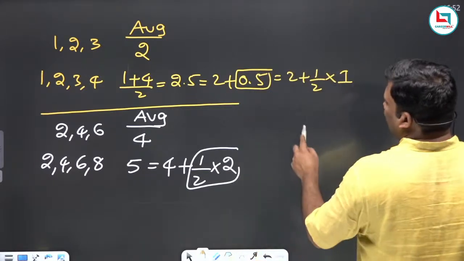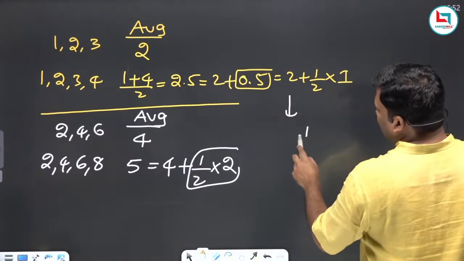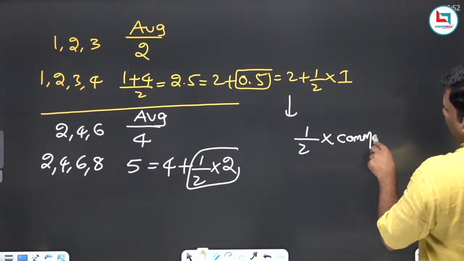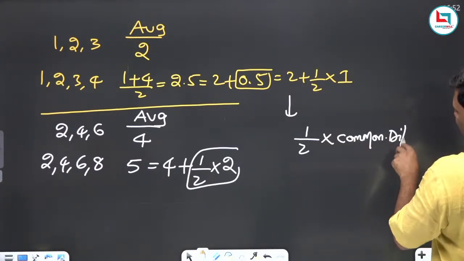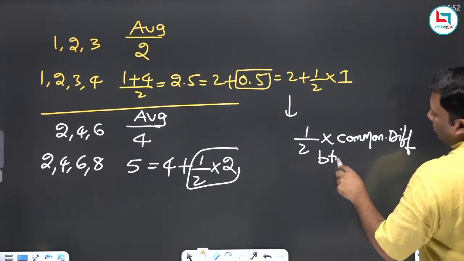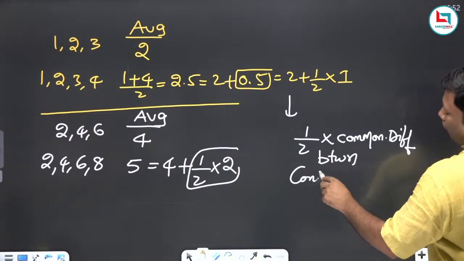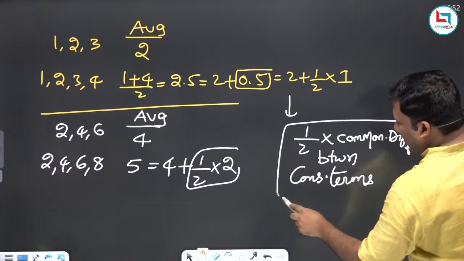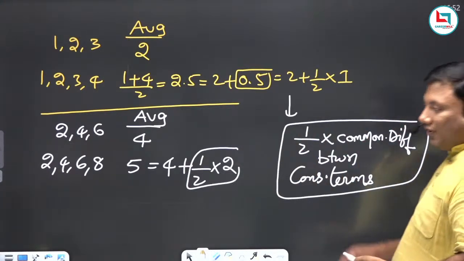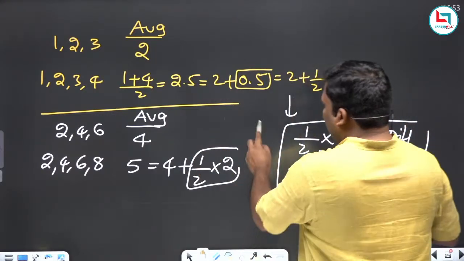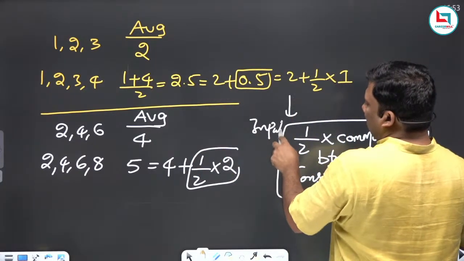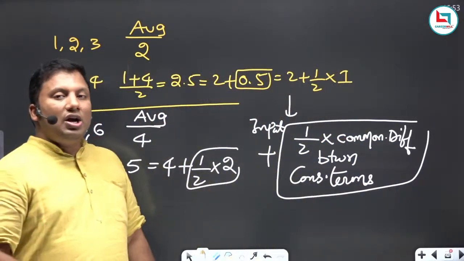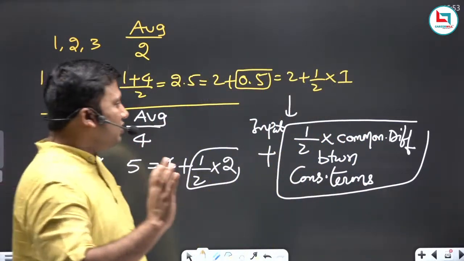That means this can be written as 1 by 2 into common difference between consecutive terms. This is the idea. For whatever input is given, that input should be added with half into common difference between consecutive terms to get the output. I hope the concept is clear.